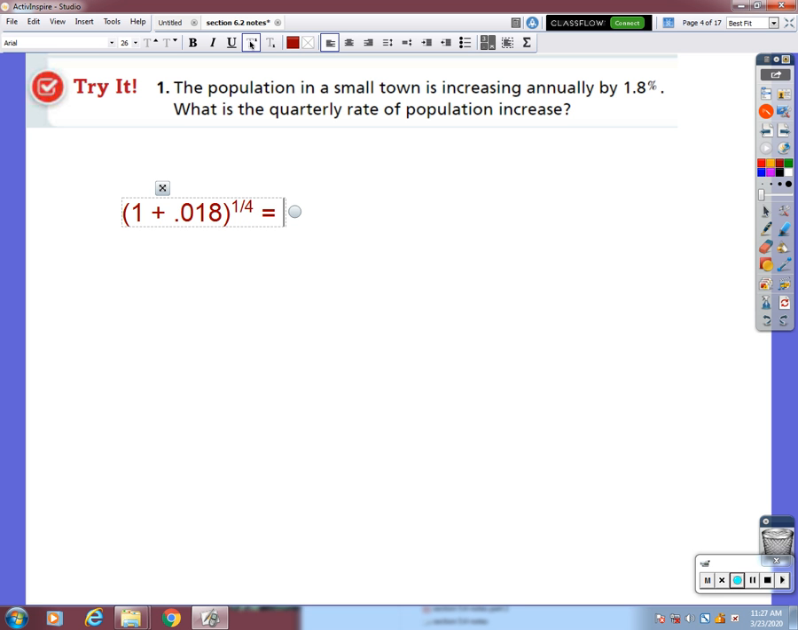1.018 to the 1/4 works out to be 1.0044699. So if I move the decimal over 2 places here, that would be about 0.44699%. Okay. All right. So that was fun.